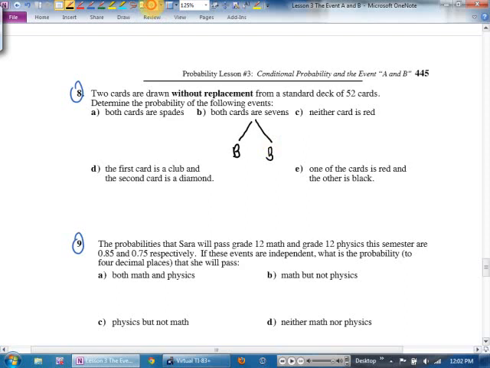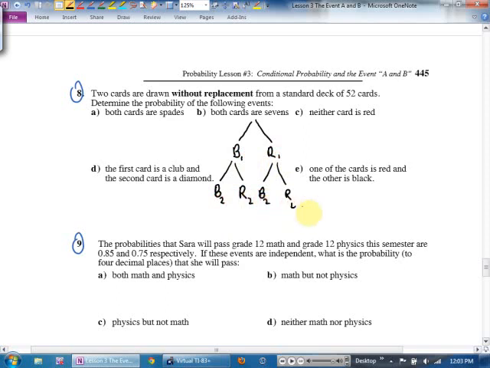You know what? Instead of doing not black, why don't I just do R for red? Red on the first one. Second card could be black again, red again, black again, red again. And I'll even put a 1 there for the first and a 2 there for the second.